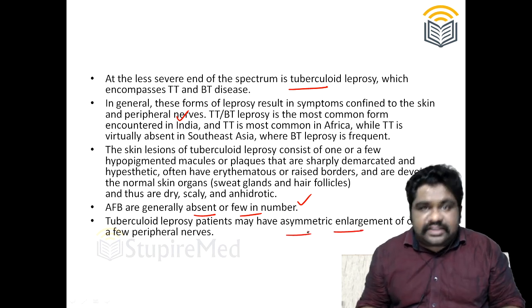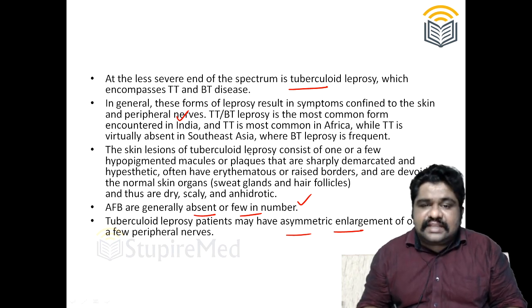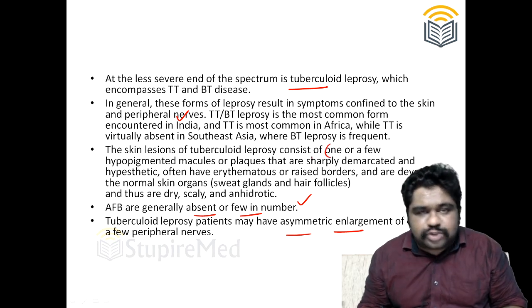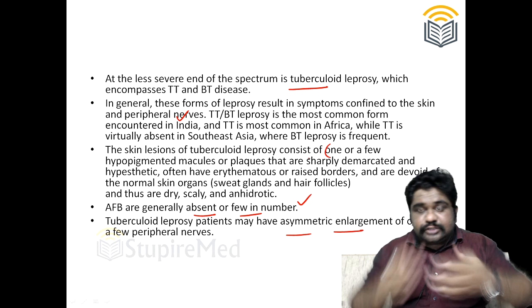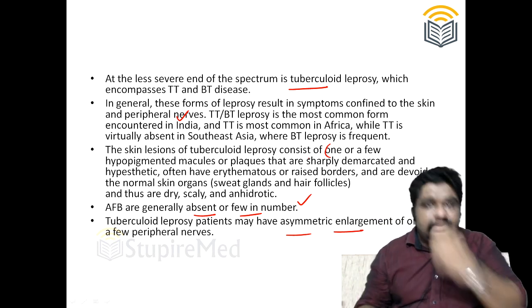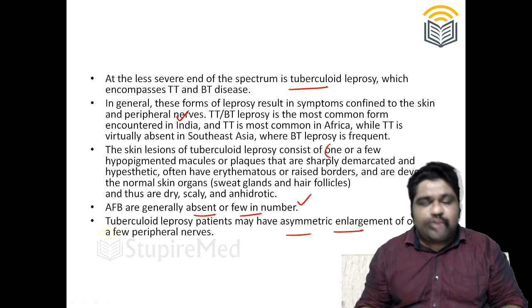But if it is lepromatous leprosy, it will involve a greater number of peripheral nerves. The skin lesions of tuberculoid leprosy consist of one or a very few hypopigmented macules or plaques. But if it was lepromatous, it would be spread all over the areas. It can cause deformation of your face, referred to as leonine facies, which is absent in tuberculoid leprosy. Hope it helps.